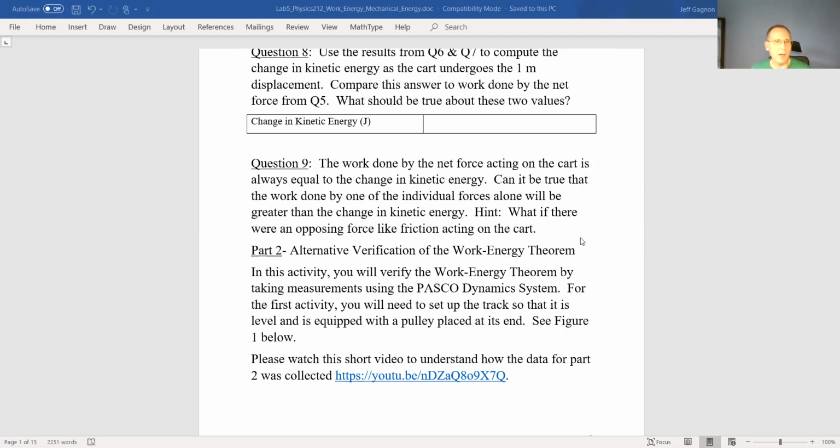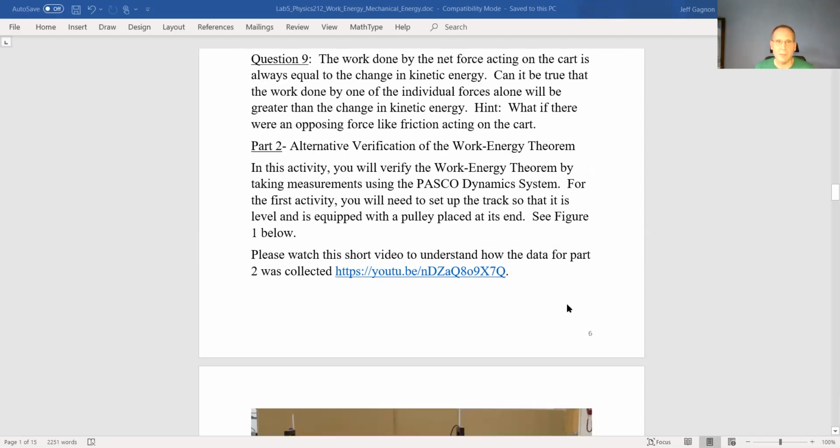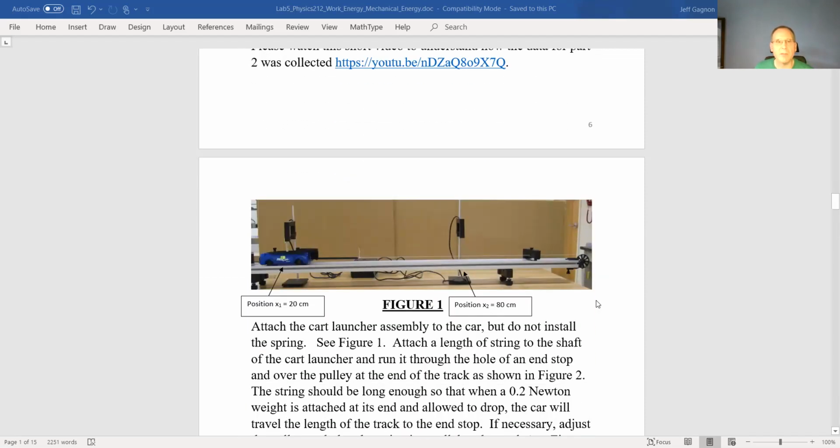All right, so that's it for part one. Part two is another way of looking at the work energy theorem. In this case, we used these Pasco dynamics cars that have wheels, but they have really low friction in their wheels, so you can think of it as almost being frictionless again. To get a good idea of how I collected this data, please make sure you watch this short video on how I collected the data for the first part of part two of the experiment.